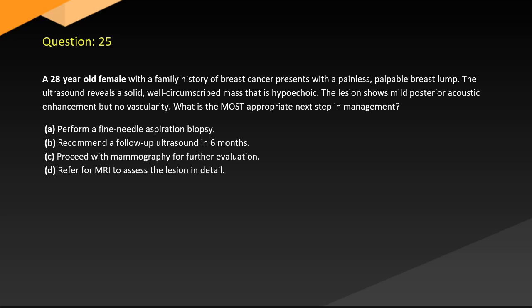Question 25. A 28-year-old female with a family history of breast cancer presents with a painless, palpable breast lump. The ultrasound reveals a solid, well-circumscribed mass that is hypoechoic. The lesion shows mild posterior acoustic enhancement but no vascularity. What is the most appropriate next step in management? A. Perform a fine needle aspiration biopsy. B. Recommend a follow-up ultrasound in 6 months. C. Proceed with mammography for further evaluation. D. Refer for MRI to assess the lesion in detail.